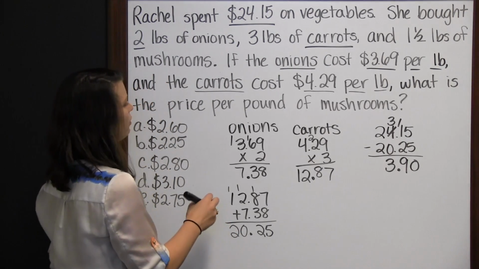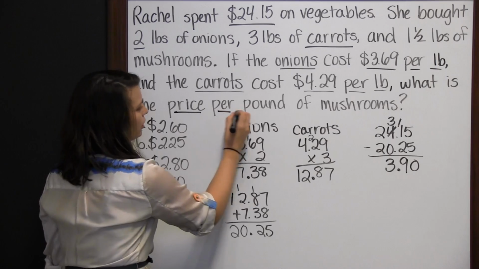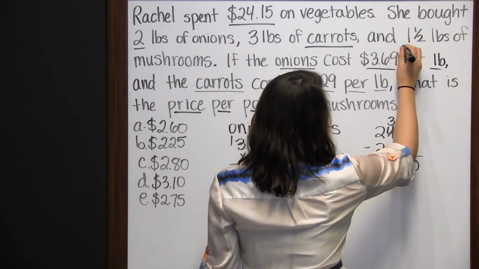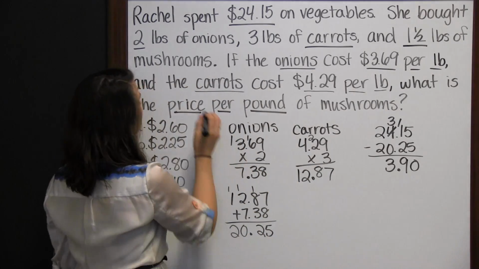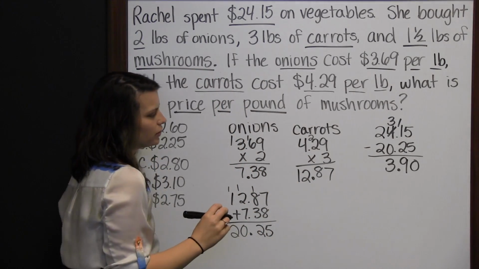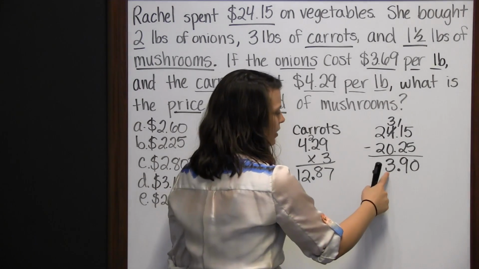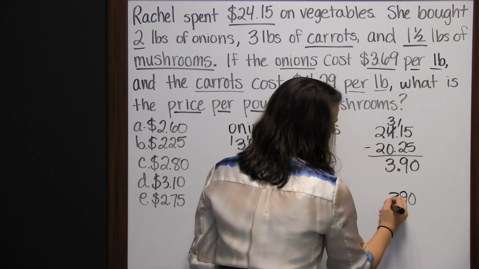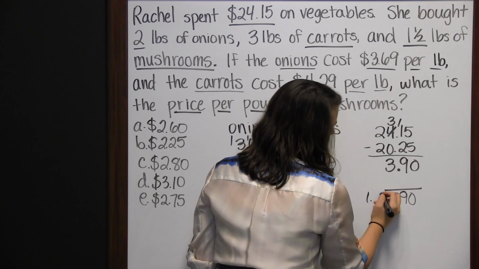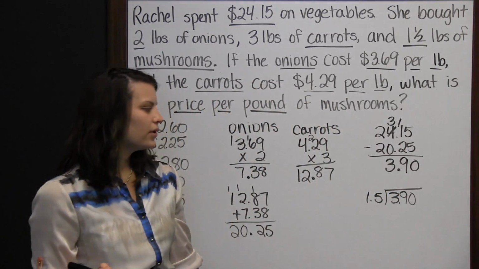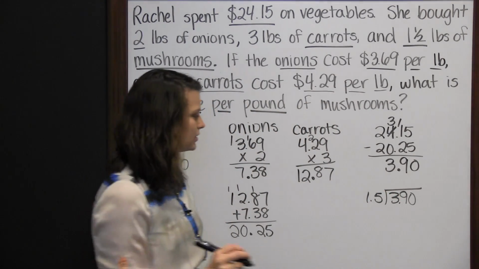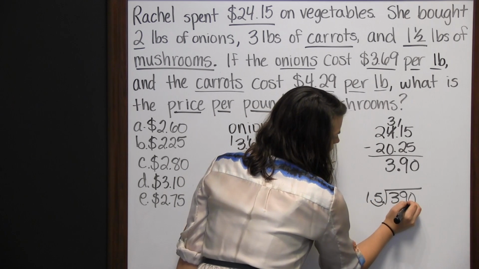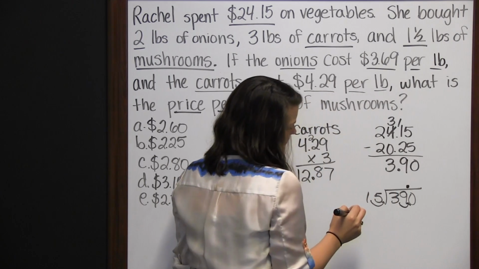But what we need to know is what the price per pound was, which we can find using this information. She bought 1.5 pounds of mushrooms. So we need to take the total amount spent on mushrooms and divide that by how many pounds of mushrooms she purchased, which was 1.5 or 1 5/10. Now we need to move the decimal one place in both of our numbers, so that's where it is now.